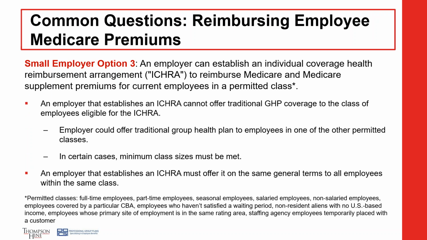And the last option available for small employers would be an ICHRA. This is the new type of HRA that was created last year to provide reimbursement for individual insurance premiums. So an employer can establish an ICHRA, or an individual coverage HRA, to reimburse Medicare and Medicare supplement premiums for current employees in a permitted class. An ICHRA must be offered on the same terms to all members of the same class. And you see here at the bottom of the screen what the permitted classes are.